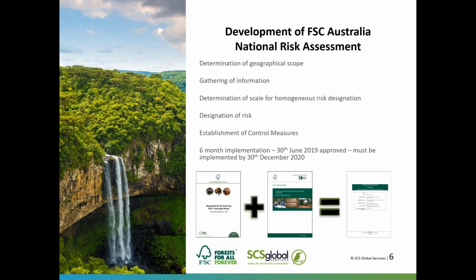So according to the FSC controlled wood standard 40005, an organization has 6 months in which to become aligned with the national risk assessment for where they're sourcing. For Australia, the national risk assessment was approved on the 30th of June 2019.